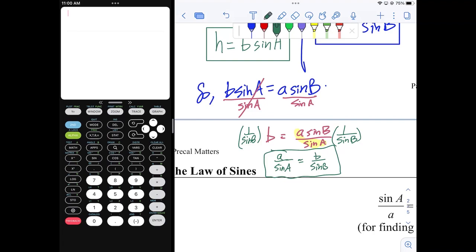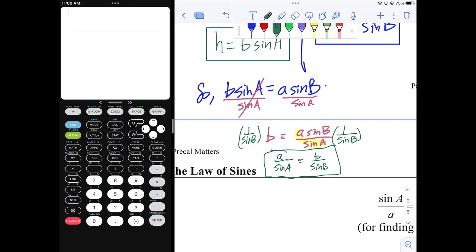A over sine of A equals B over sine of B. This right here is the essence of what the law of sines is. The law of sines says that there's a magic ratio in every triangle, and it's found by taking the side length divided by the sine of the angle opposite that side. And you could do it for any side and any angle, and every time it's going to be the same.